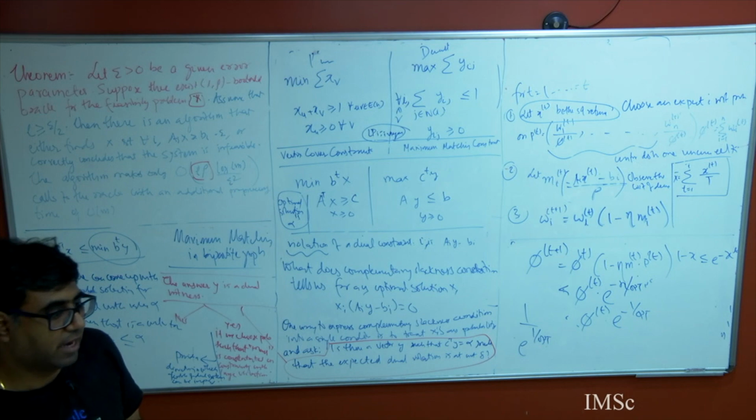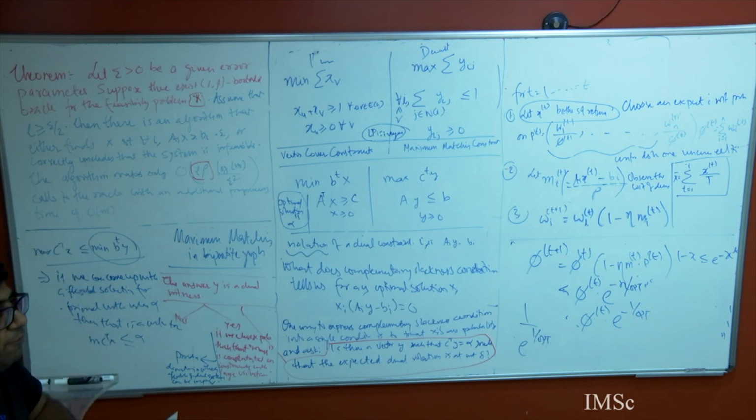So what happens is that we are very careful in choosing the probabilities such that all the dual constraints... or this is what the multiplicative weight update method does, that we have a way to extract a dual solution which approximately satisfies all the dual constraints.